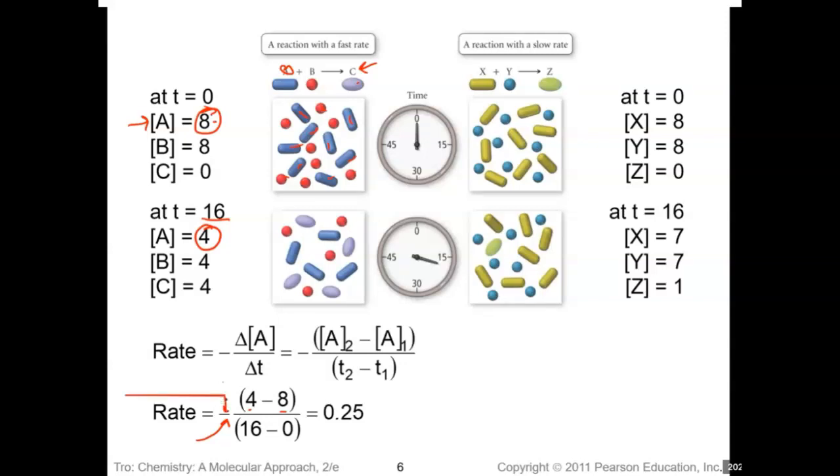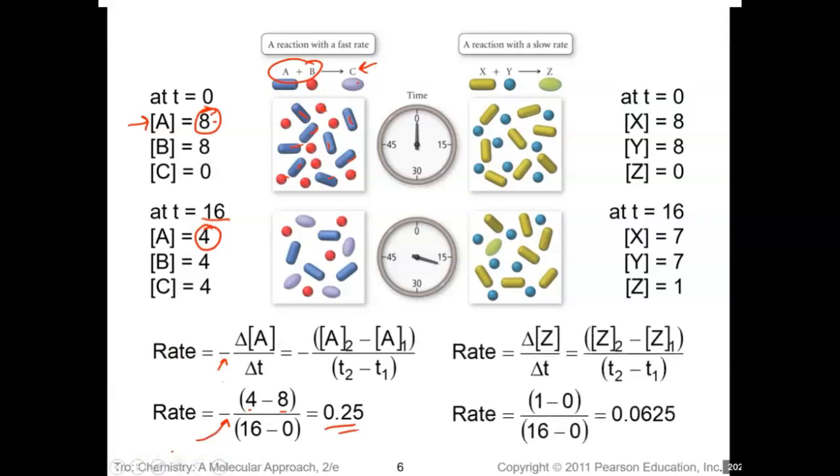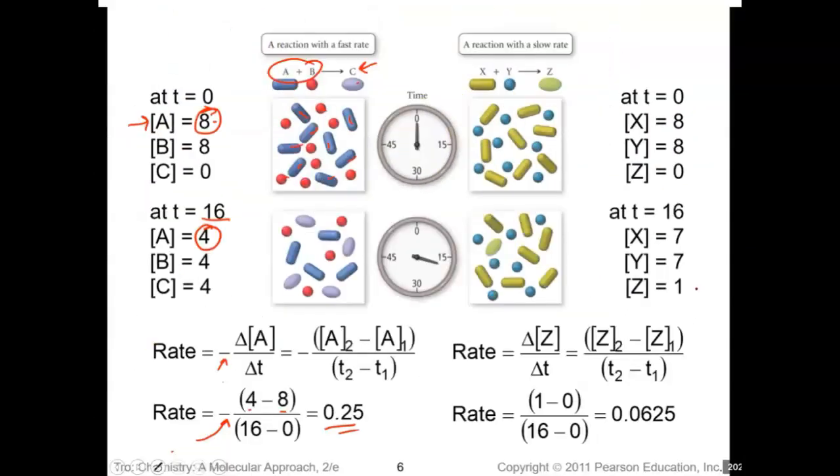So whenever you're looking at a rate with regards to a reactant, you're always going to put this negative sign in here to correct for the fact that the reactants are disappearing. Okay, so now let's look at our slow. So here's our slow. If we look at this again with regards to our product, it was 1 minus 0, and our time 16 minus 0. Our rate is much slower. So our rate is 0.25.